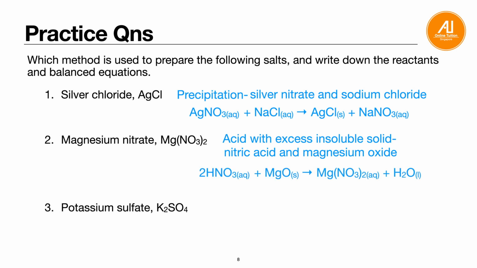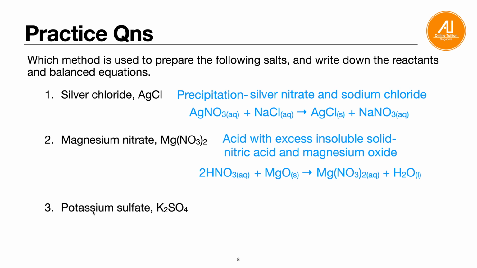So the balanced equation, HNO3 plus MgO will give you Mg(NO3)2 and H2O. So you just balance the equation. Take note, magnesium oxide in this case will be solid because you're going to add in excess and then you're going to filter, insoluble, to ensure all the nitric acid has been completely used up.